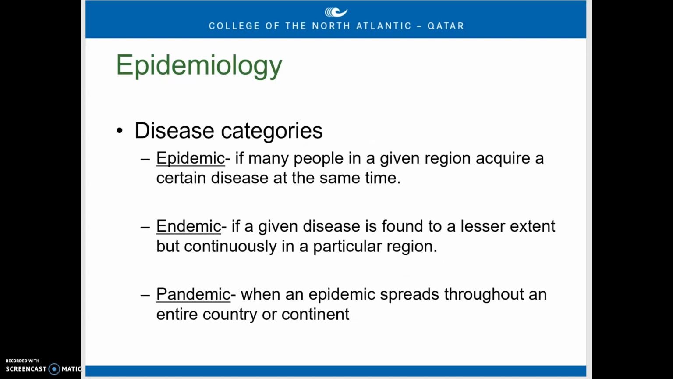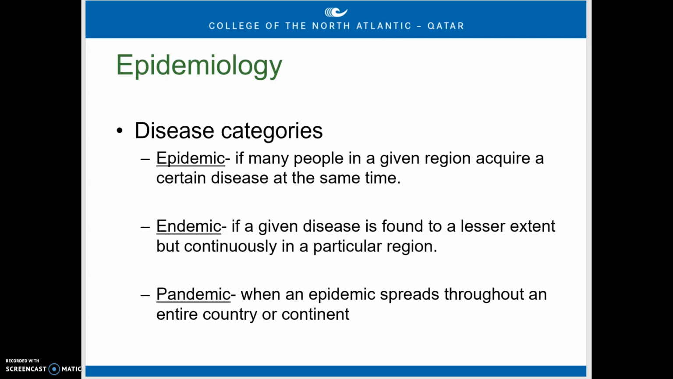Okay, epidemiologists also study disease categories, and I'm sure these three terms you've heard before: epidemic, endemic, and pandemic. So let's start off with an epidemic. An epidemic is when a lot of people in a given region acquire a certain disease at a certain time. Epidemics can be things like a flu. You can have a flu epidemic that happens in a certain country, and flu season generally lasts in the fall of the year. In the northern hemisphere, it would be October to February or March. And that would be an epidemic.